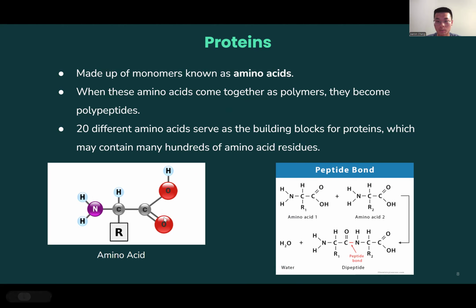The two functional groups that I mentioned before are always static in amino acids. They are always present. The amino group and the hydroxyl group. The R group differs. Now, when these monomers join together, they join together the same way as carbohydrates do, through dehydration synthesis. However, instead of a glycosidic linkage, they are joined together by a peptide bond, as you can see here.